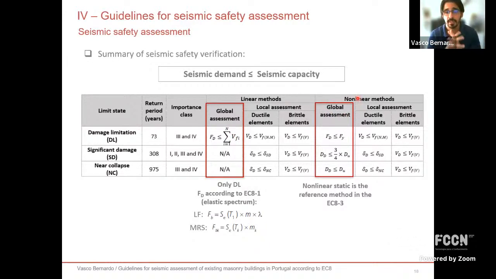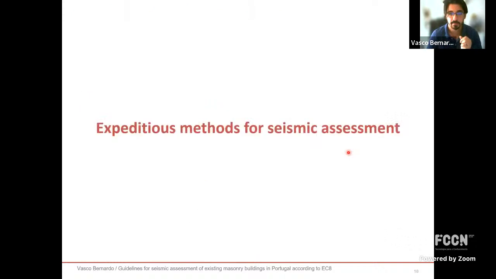For the global assessment using the nonlinear methods, we compare the performance points obtained. For example, for the damage limitation, this performance point is in terms of strength, and for the significant damage and near collapse, in terms of deformation. For a particular case of a typical residential building, the performance point in deformation should be lower than 0.75 of the ultimate displacement that corresponds to the near collapse limit state.